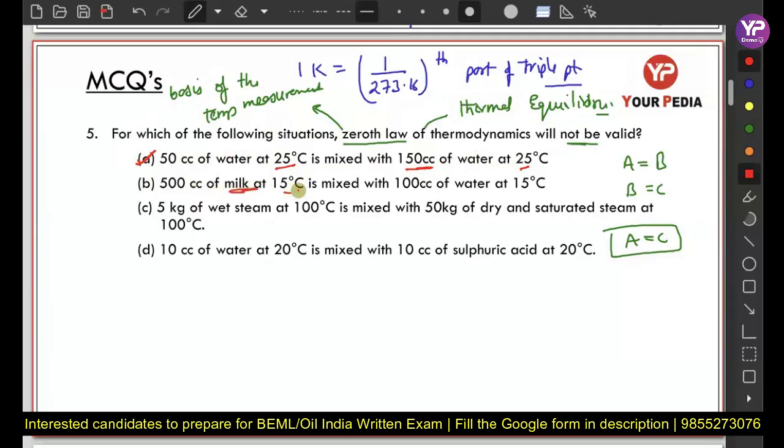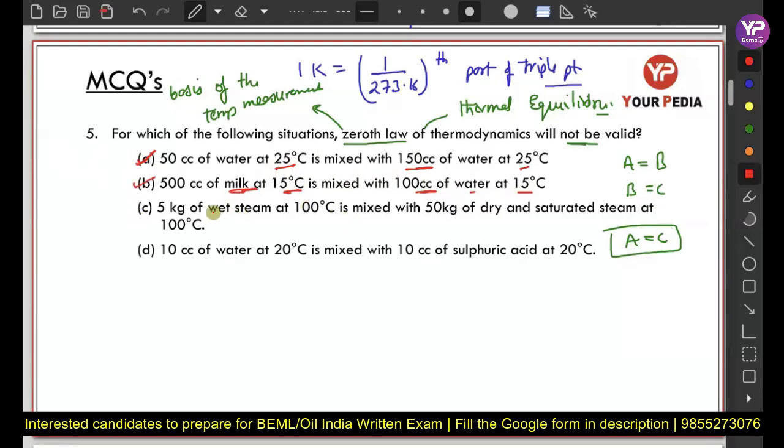milk is given at 15 degrees Celsius. It is mixed with 100 centimeter cube of water at 15 degrees Celsius. Even though the temperatures are the same, the substances are different, so there may be a chance that a chemical reaction can take place. But between the milk and water, there won't be any chemical reaction. So we can say the zeroth law of thermodynamics will be valid here.